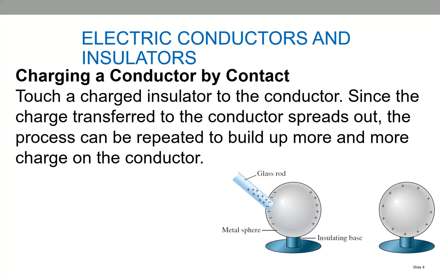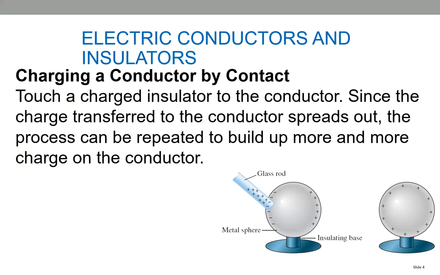So the Earth can act as a sink or a source for electrons. You can easily dump electrons to the Earth. You can easily pull them away. And that's what we mean by grounding something. We connected it to something that will take away excess electrons or add electrons if there's missing electrons.